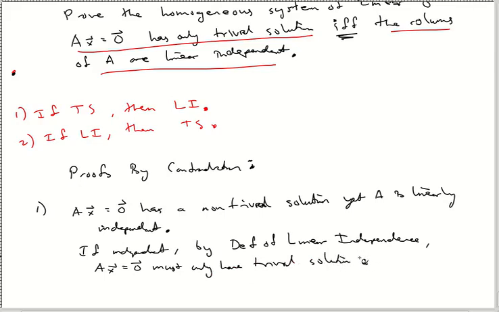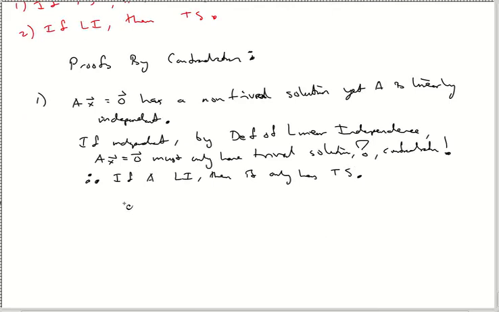So, contradiction. Notice I said it has a non-trivial solution, but I must have a trivial solution. Contradiction. And so therefore, if A is linearly independent, I guess I'm doing number two, then it only has the trivial solution. So I guess I did number two here instead of number one. It's kind of weird because proof by contradiction kind of goes backwards in a way.